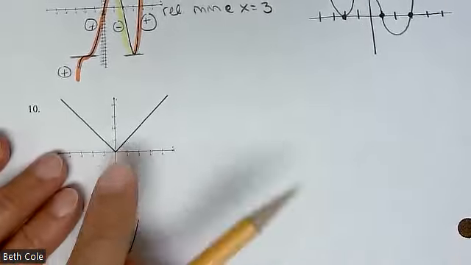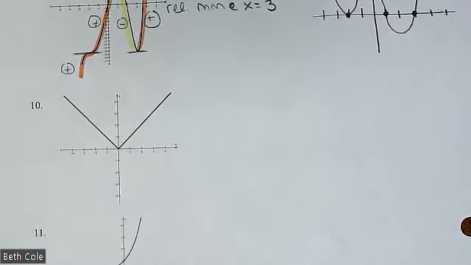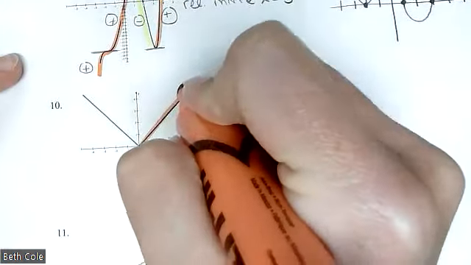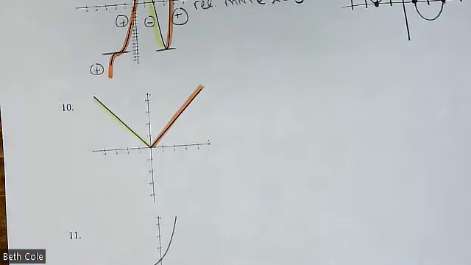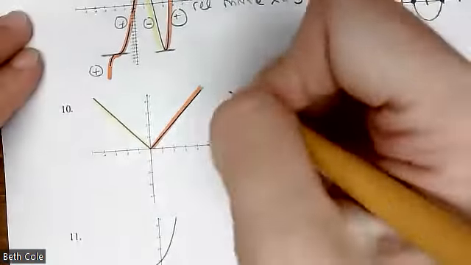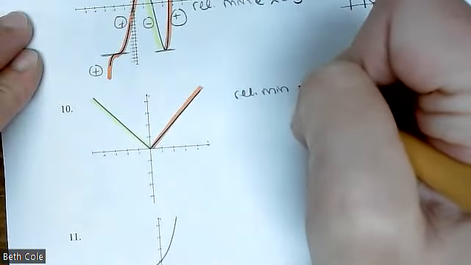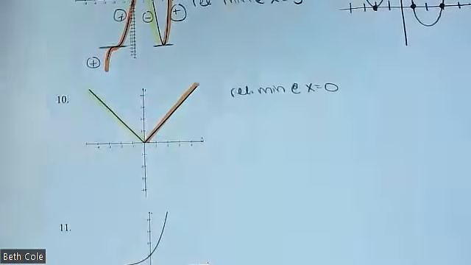All right, what type of graph is this? It's the absolute value. Okay, so my increasing part is going to be orange. Decreasing is going to be green if you feel like color coding. There is a critical point at 0. So we have a relative minimum at x equals 0.